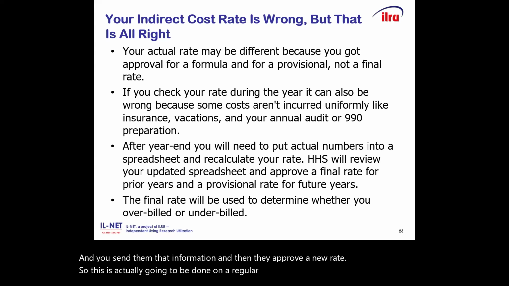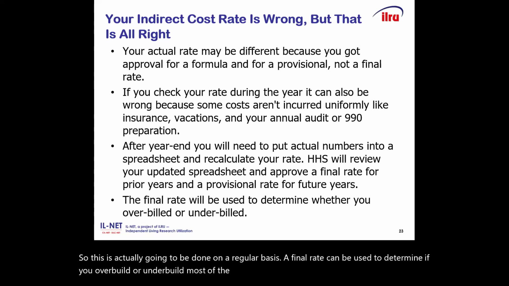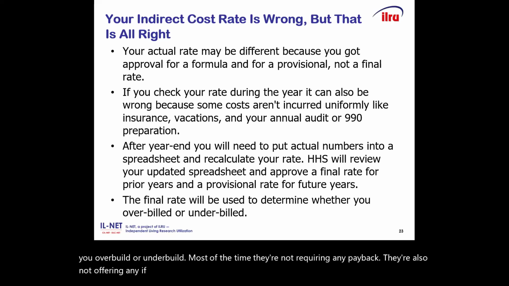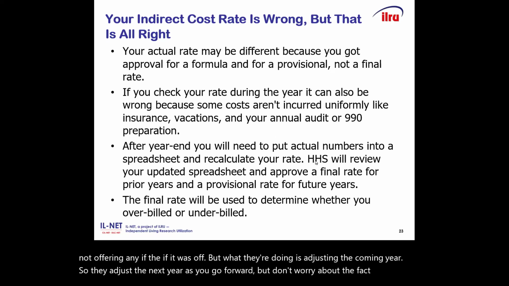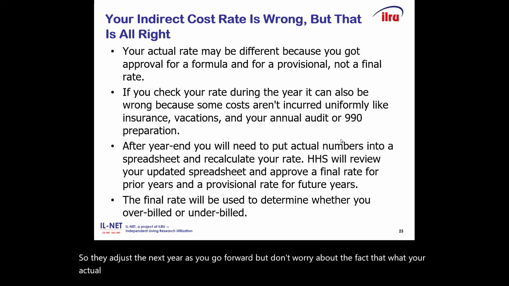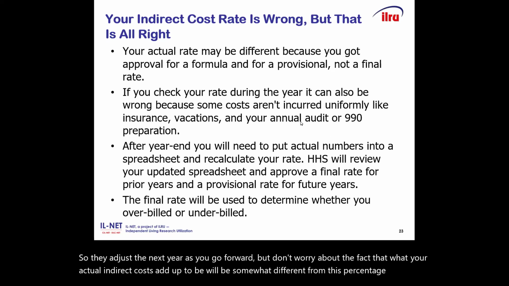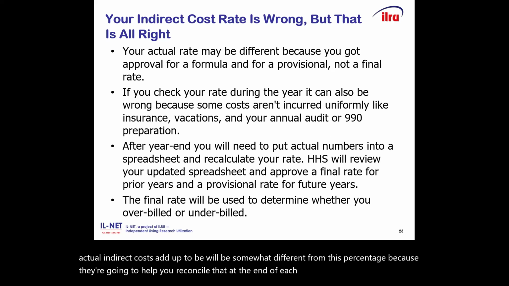A final rate can be used to determine if you overbilled or underbilled. Most of the time, they're not requiring any payback. They're also not offering any if it was off, but what they're doing is adjusting the coming year. So they adjust the next year as you go forward. But don't worry about the fact that what your actual indirect costs add up to be will be somewhat different from this percentage, because they're going to help you reconcile that at the end of each year. So just know that.